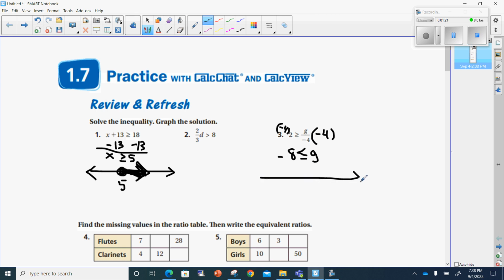So negative 8 is less than or equal to g, or g is greater than or equal to negative 8. So here's negative 8. Since it could be equal to, I'm going to put a dot. And since it could be greater than, I'm going to shade in all the lines this way.